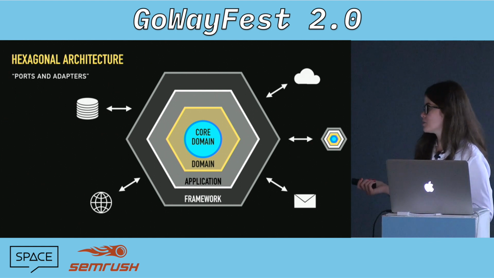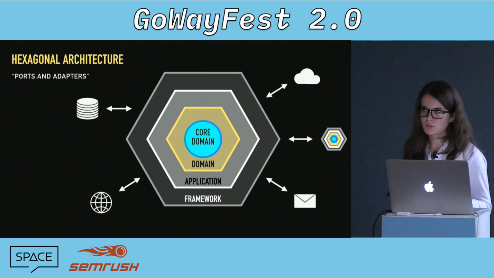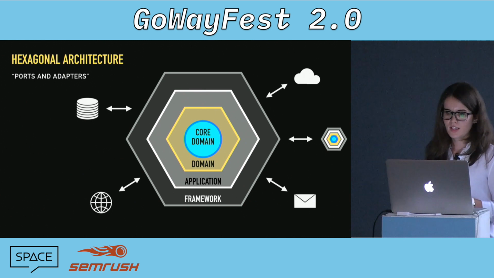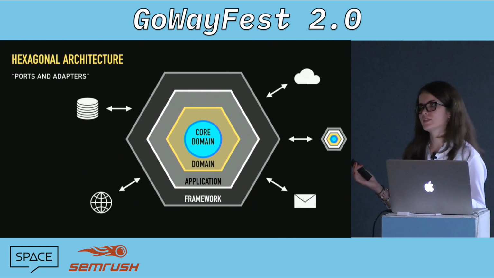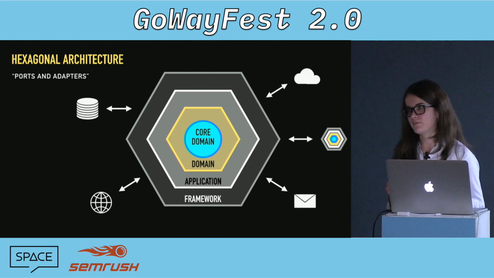So in the Hex model, both inputs and outputs, it doesn't really distinguish between them. It's just external interfaces. And they're all on the same level as opposed to the top-level MVC view.